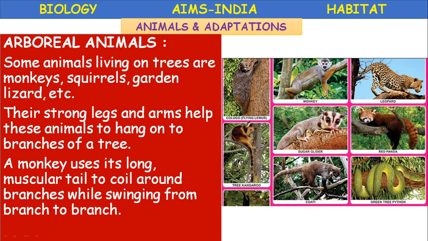Some more animals like lemur, flying lemur, monkey, leopard, sugar glider, red panda, green tree python, coyote, tree kangaroo. These are all examples of arboreal animals with arboreal adaptations. Okay.